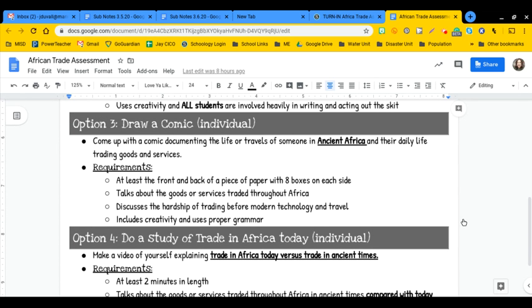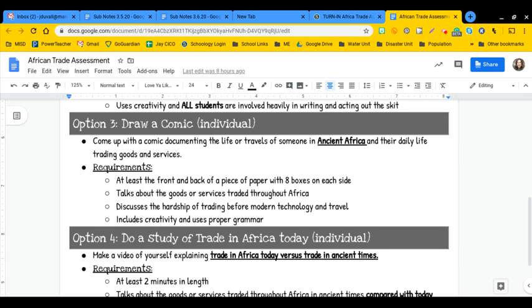Okay, let's move on to option 3, which is to draw a comic. Again, this one is individual, just like number 1. The same idea applies for this one. You're documenting the life and travels of someone in ancient Africa. And for this one, remember, a comic is like in a newspaper, so it should have a story that progresses through time. Each side of a piece of paper is going to have 8 boxes on it, each with a different thing happening in that box.